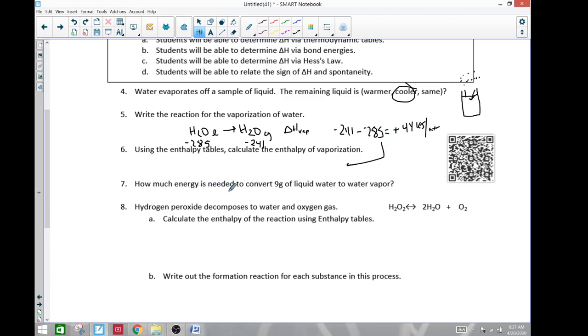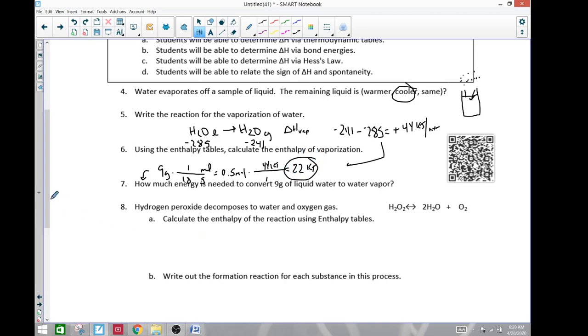How much energy do you need to convert 9 grams of liquid water to a vapor? All right, let's do that right here. 9 grams. So this is this guy right here. Get rid of grams, go to moles. 1 mole is 18 grams for water. That's a whopping 0.5 moles. And then for every 1 mole, 44 kilojoules of energy is required. And then that's half of that, which is just 22. 22 kilojoules of energy. All right.